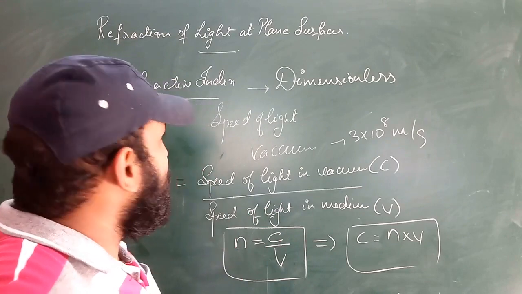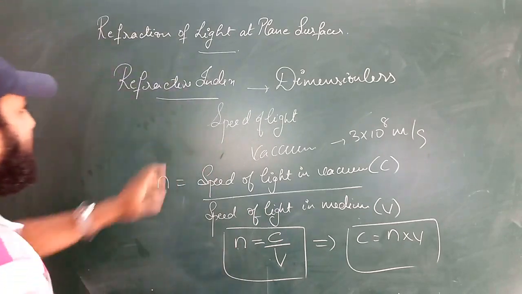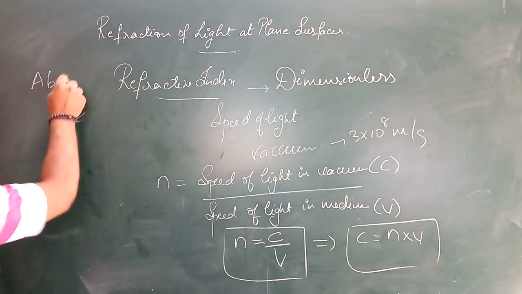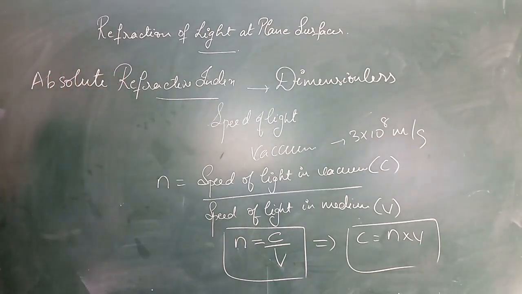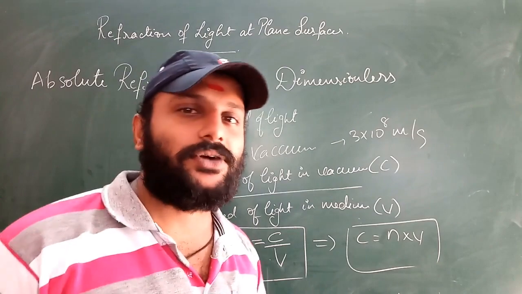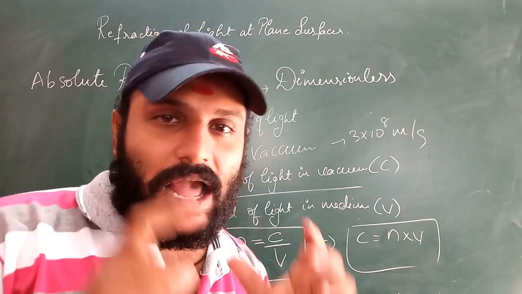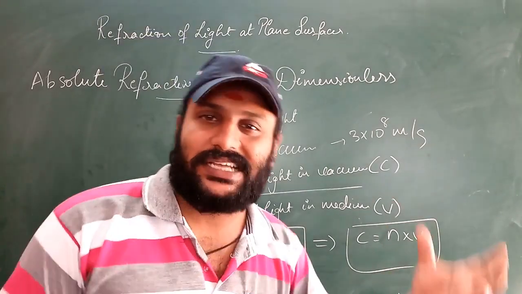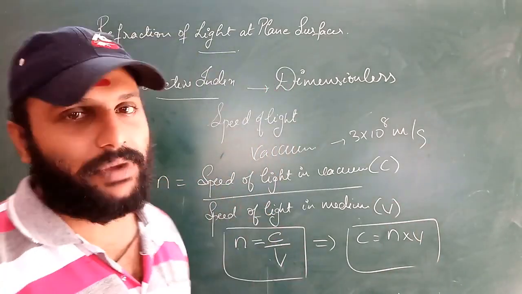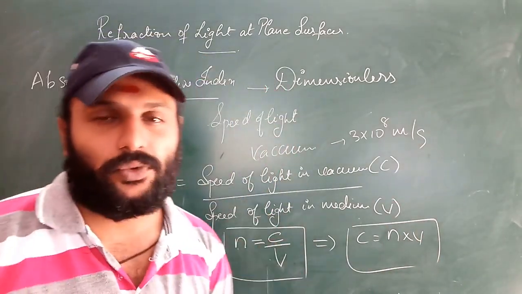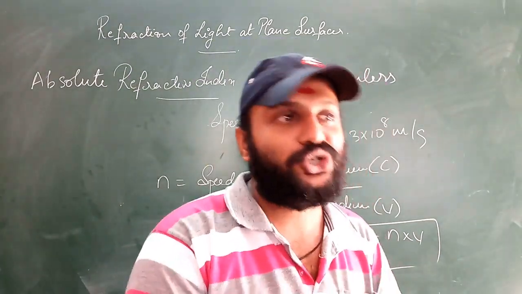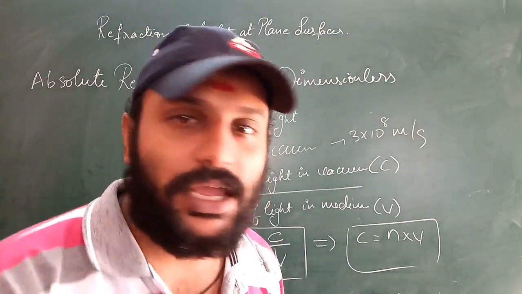So we came to know what is meant by refractive index. Refractive index is also called absolute refractive index. Understood? It is a dimensionless quantity because it is a ratio. n is equal to c by v. Here refractive index tells about how fast the light ray is traveling in the medium, or how slow the light ray is traveling in the medium.